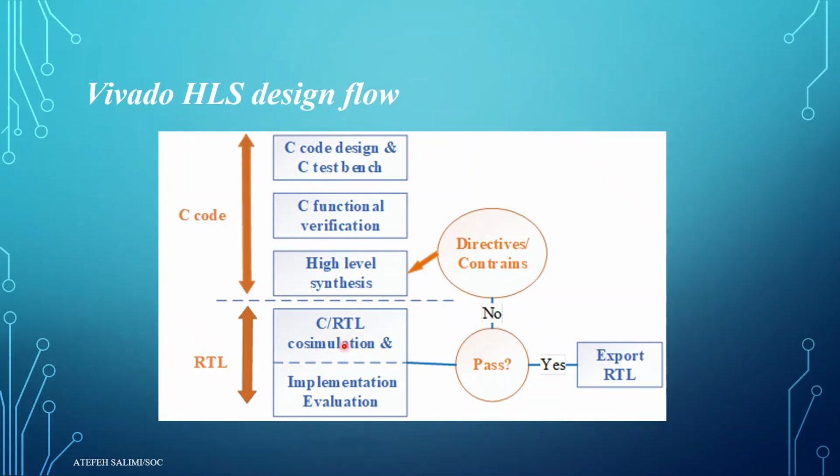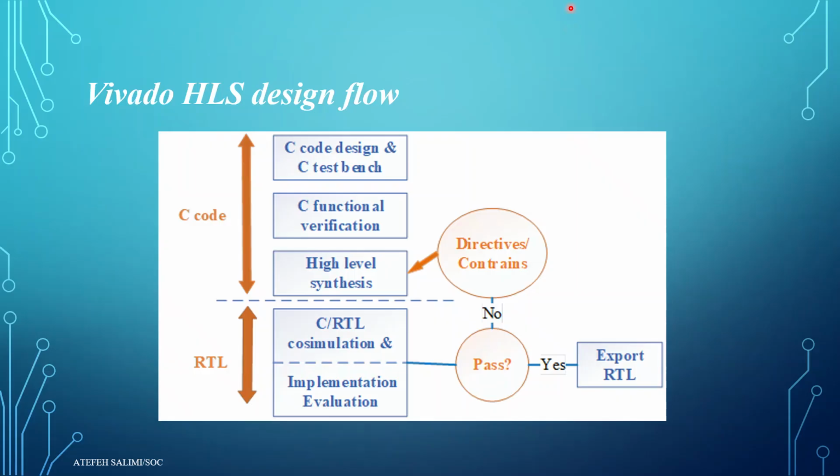If the design doesn't pass verification, additional constraints or modifications are applied and the process is repeated. Once all evaluations are successfully passed, the final RTL code is exported for downstream hardware implementation.